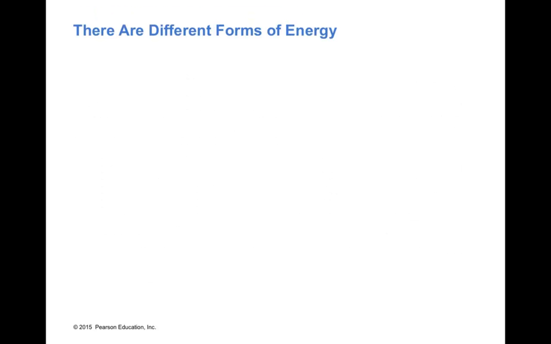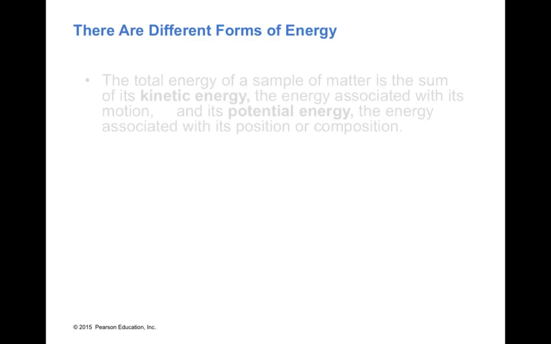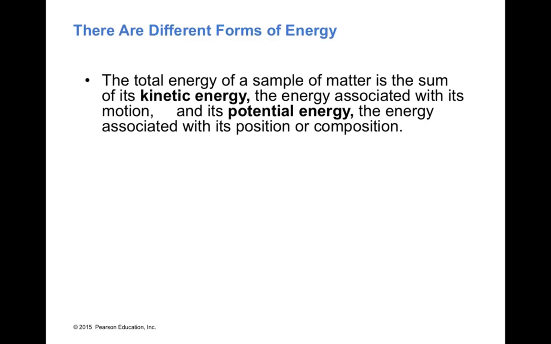There are different forms of energy. The total energy of a sample of matter is the sum of its kinetic energy, the energy associated with motion, and its potential energy, the energy associated with its position or composition. So the total energy will be the sum of the kinetic energy plus the potential energy.